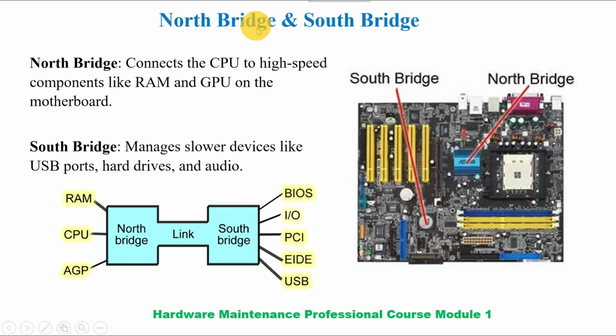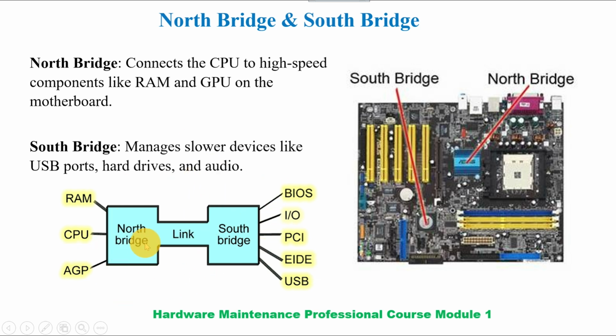Then the north bridge and the south bridge. The north bridge connects the CPU to high-speed components like RAM and the GPU on the motherboard, while the south bridge manages lower-speed devices like USB ports, hard drives, and audio. So this is a typical example of a chipset, which comprises a north bridge and a south bridge.